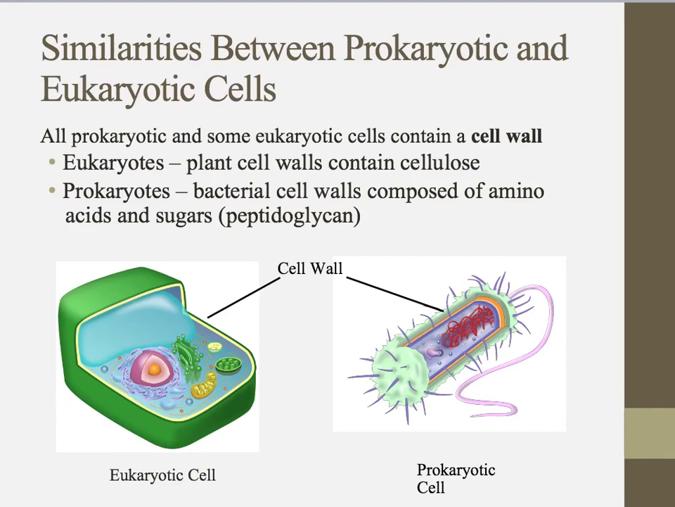Alright, all prokaryotic cells contain a cell wall. Remember, we talked about how some eukaryotic cells do contain a cell wall and some don't. The ones that do are plants, fungi, and some protists. The cell wall functions to protect the cell. However, the cell wall structure is different between a prokaryotic cell and a eukaryotic cell. Eukaryotic cell walls contain the carbohydrate cellulose. In prokaryotic cells, the bacterial cell walls are composed of amino acids and sugars, and they form a complex system called a peptidoglycan.